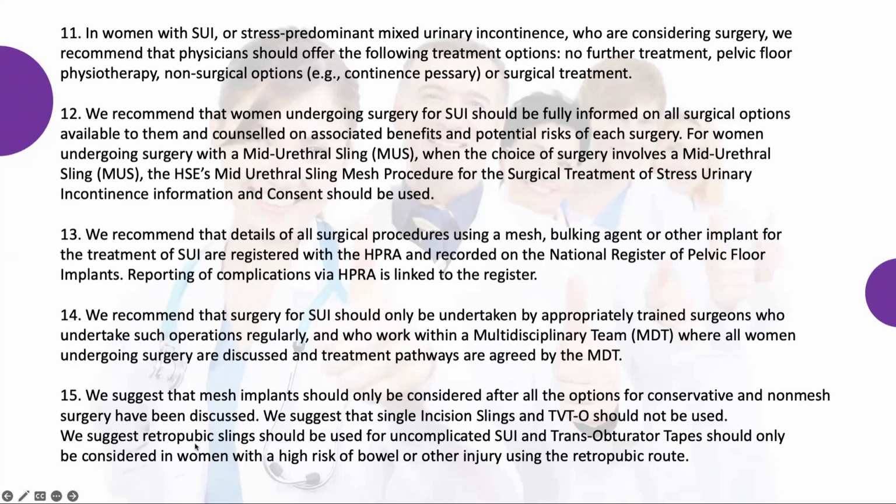Got it? Yes. We know that retropubic is the route. Yeah, this is what they want, that retropubic is the route, but the other route should only be used where you are expecting that the retropubic route might cause injury to the patient. Okay?